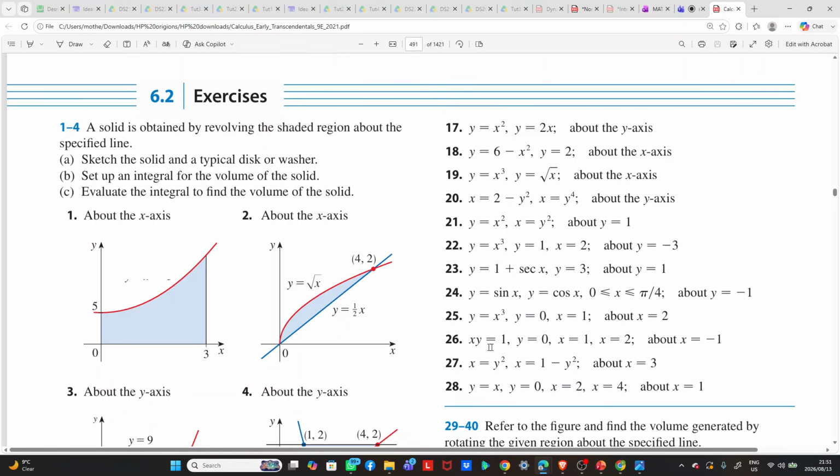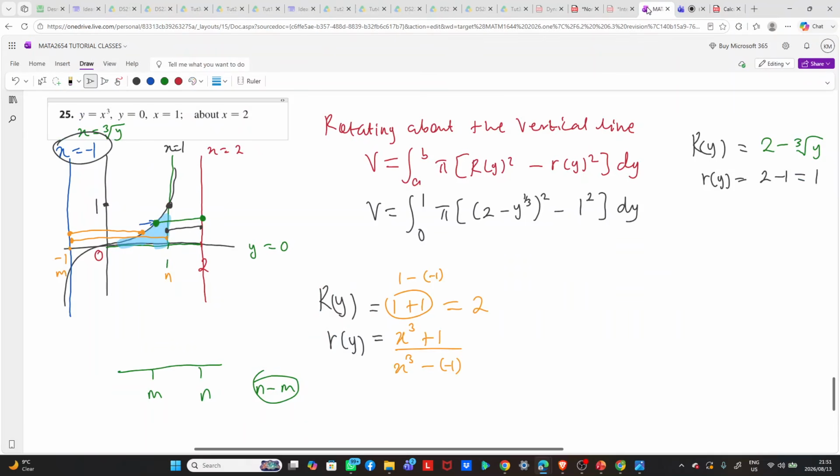So such an example, if you want to test yourself, you can do 26. Because you can see we are revolving about the line x equals -1. It's on the negative side, like this one. So it's going to follow the same idea.